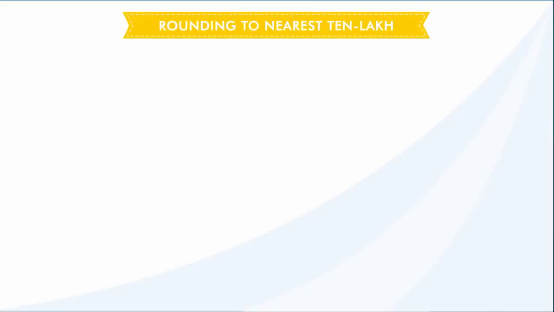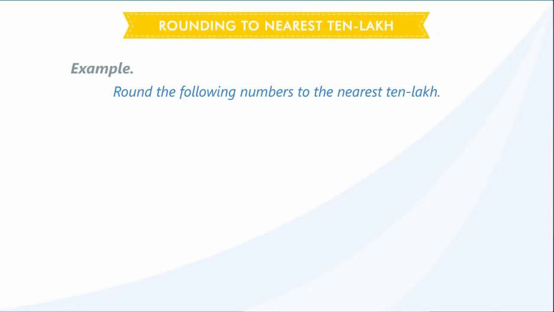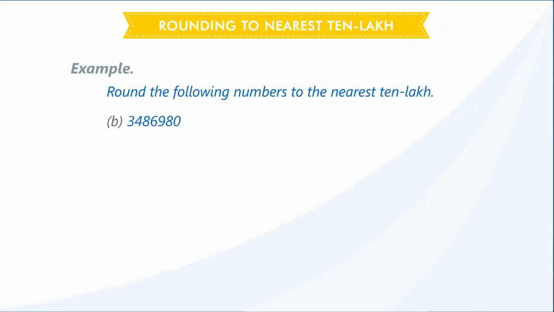Rounding to nearest 10 lakh. Example: round the following numbers to the nearest 10 lakh. B. 34,86,980. C. 45 lakh. Solution.